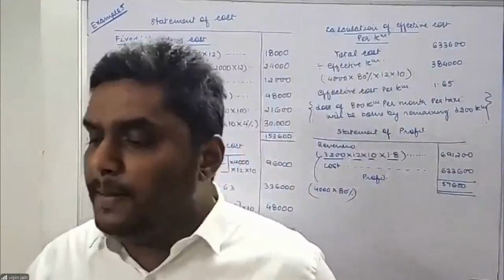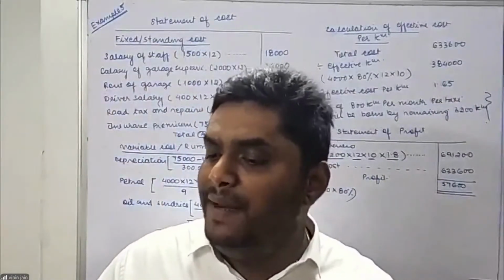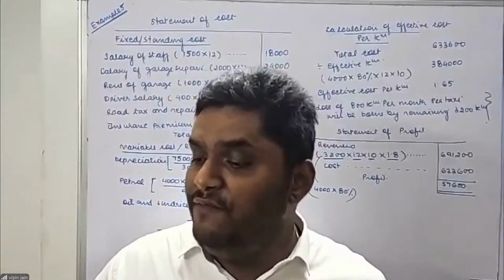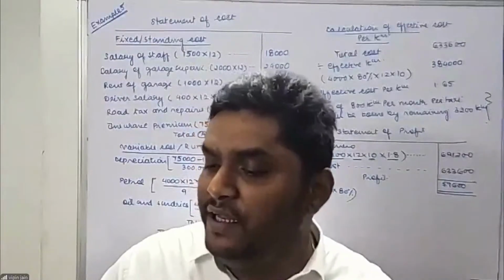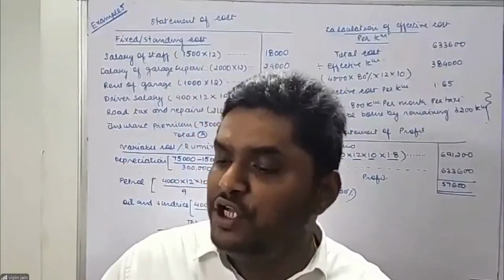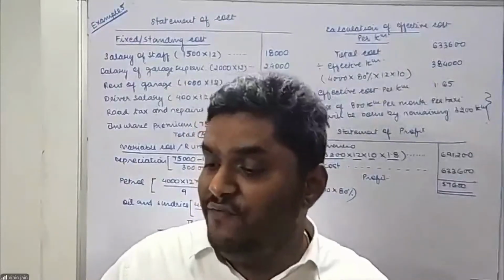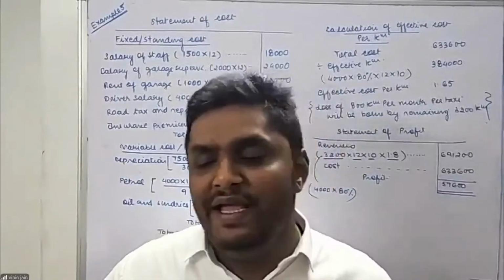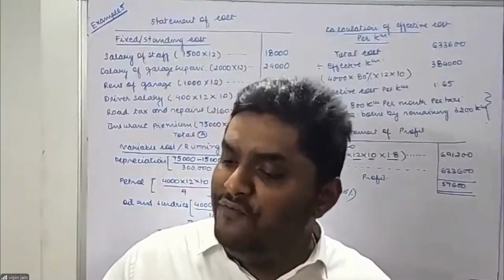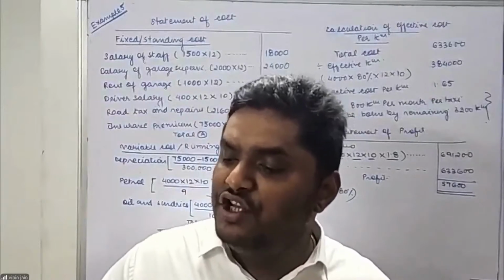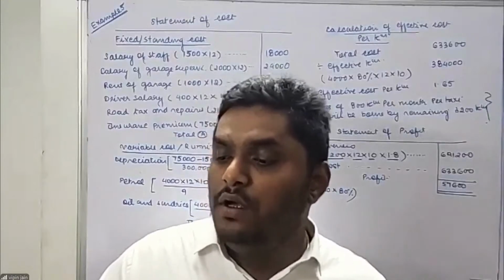So now let's start. SMC is a public school having 5 buses, each plying in different direction for transportation of its school students. So there is a school having 5 buses and each is plying in a different direction for transportation of school students. In view of a larger number of students availing of the bus service, the buses work 2 shifts daily.